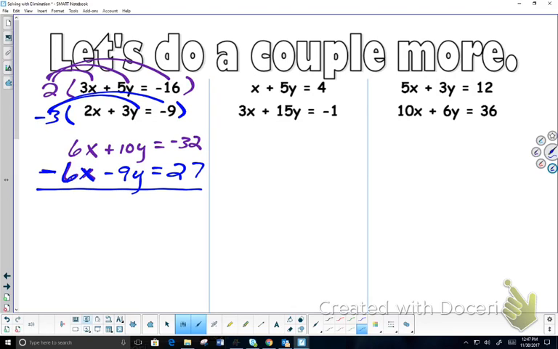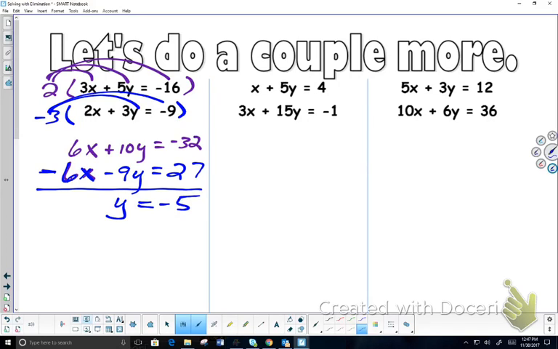What happens to my x's? They cancel out. One is positive, one is negative. They become 0. How many y's do I get? 1. Oh, isn't that nice? So y equals what? -5. Wait a minute. -5.